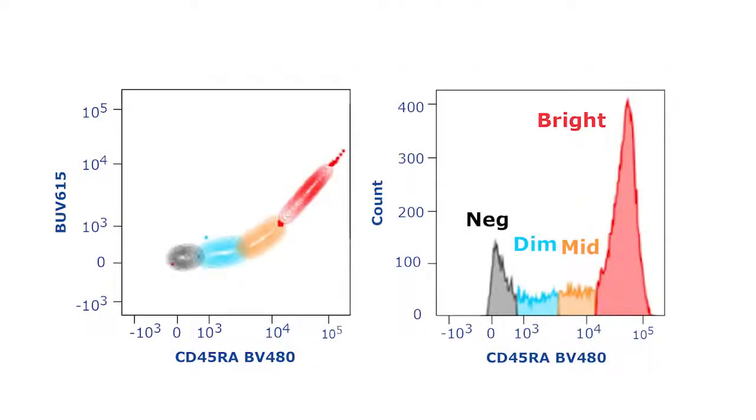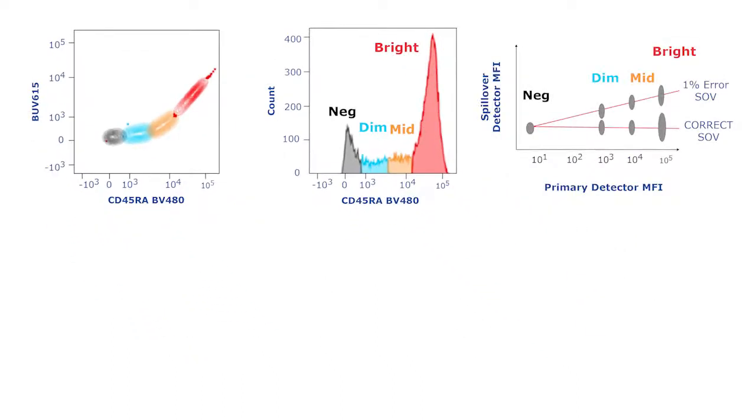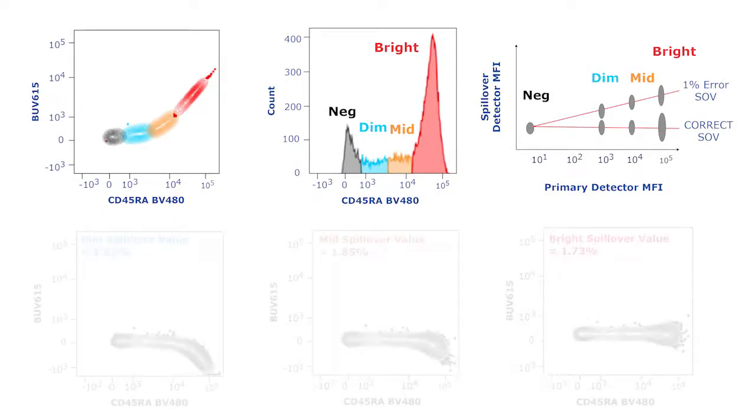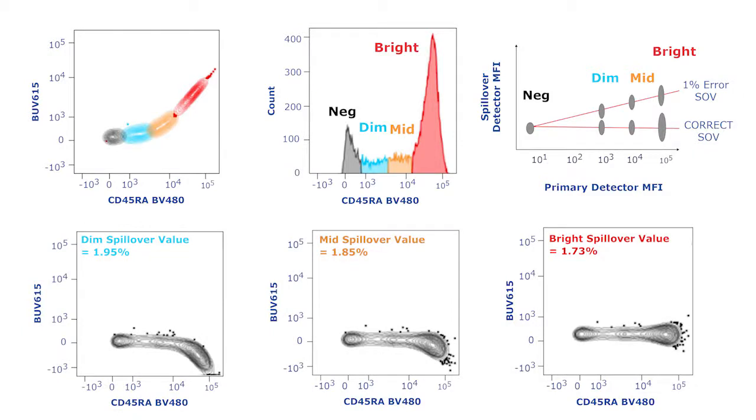If you are using cells stained with a reagent with a broad range of fluorescence, as shown here with CD45RA, gate on the bright population, as shown in red, as your positive population. Errors in the spillover calculated from using dimmer cells are magnified at higher MFI. Correct compensation is best achieved when spillover values are calculated from the brightest population.